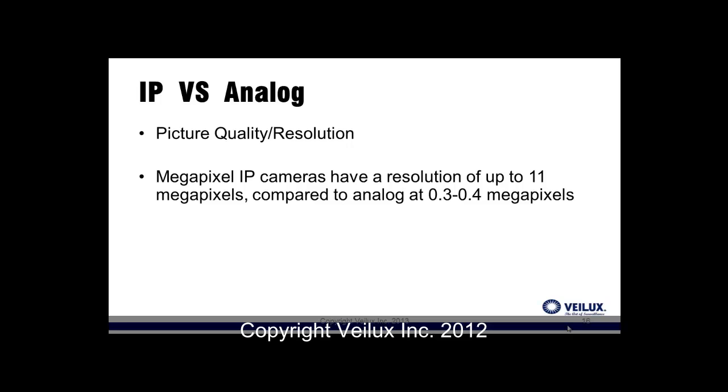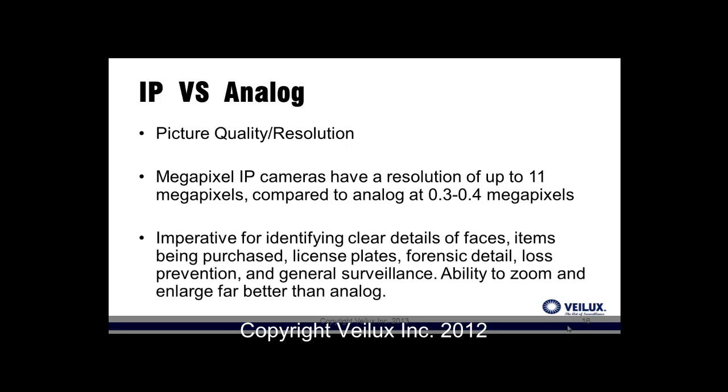IP versus analog: picture quality and resolution. Megapixel IP cameras have a resolution up to 11 megapixels, compared to analog, which is only 0.3 or 0.4 megapixels. This is imperative for identifying clear details of faces, items being purchased, license plates, forensic details, loss prevention, and general surveillance. Ability to zoom and enlarge is far better than analog.